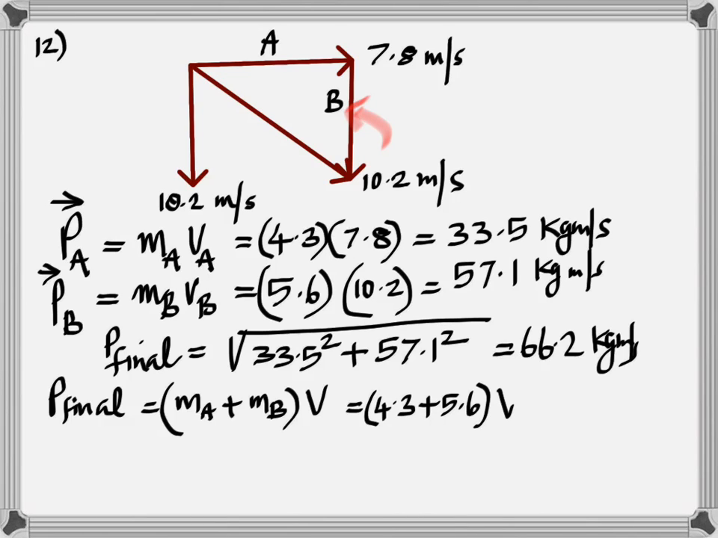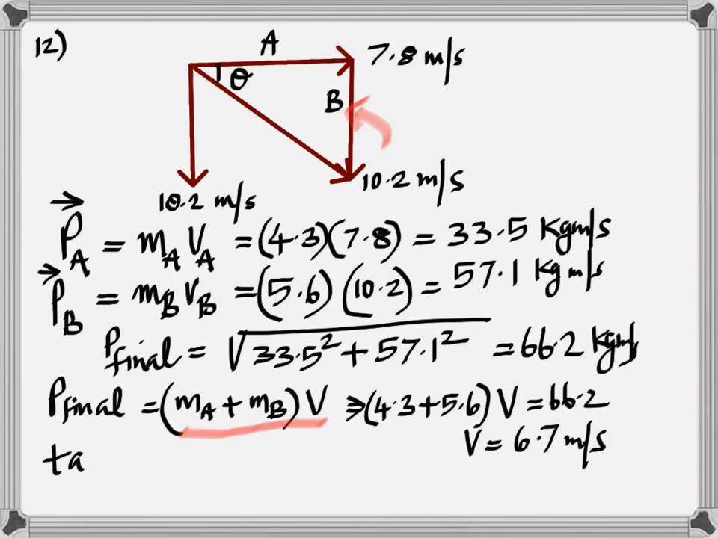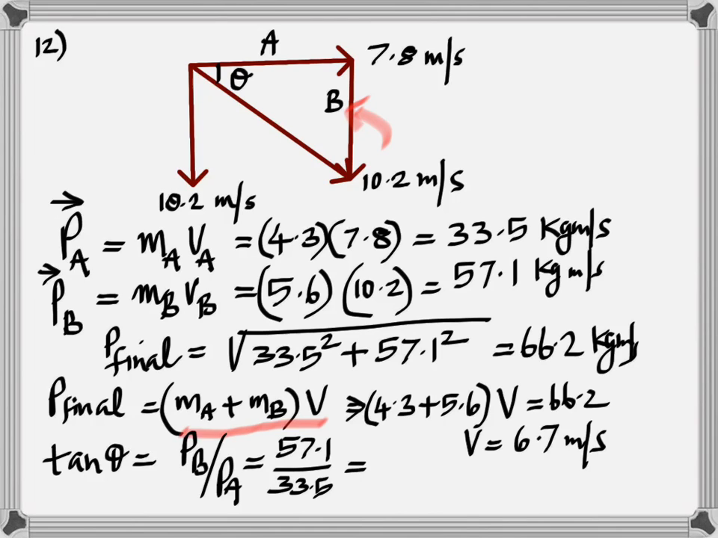And to find the velocity, just know that the resultant momentum is the mass multiplied by the velocity. So add up the masses and find the velocity, 6.7 meter per second. To find the angle, the tan theta is opposite by adjacent, so it's 57.1 divided by 33.5. 1.70, take the arc tangent of that to give 59.6 degrees.